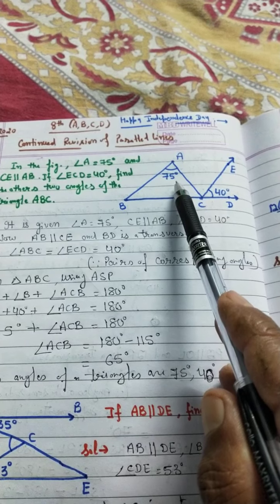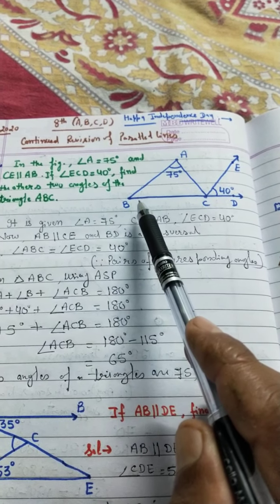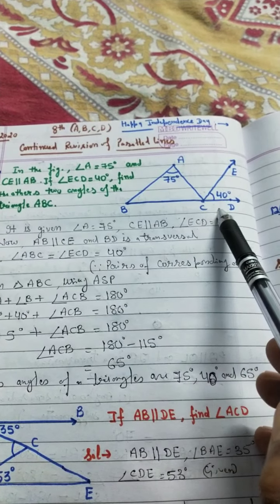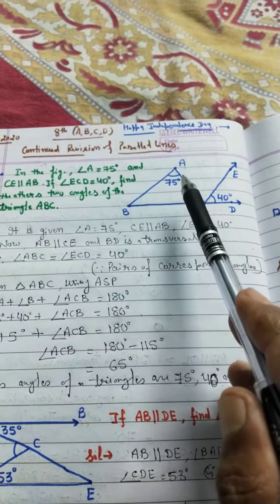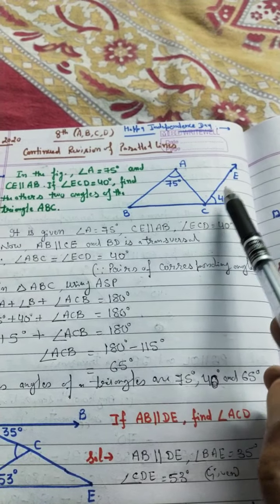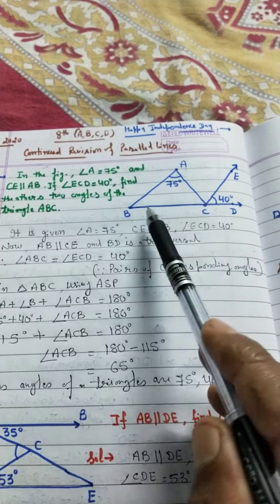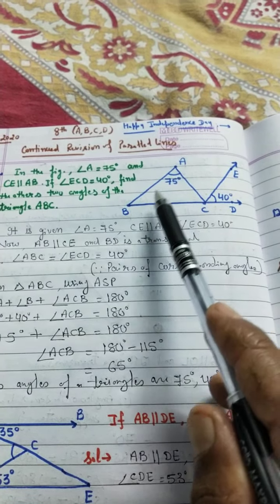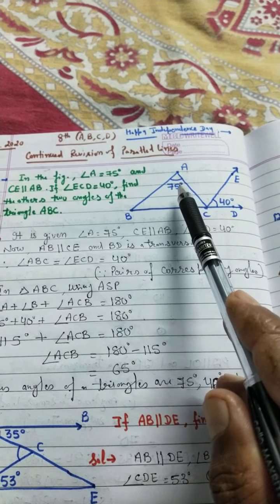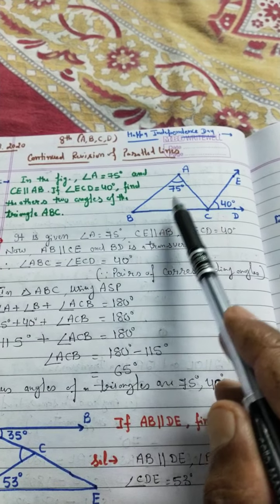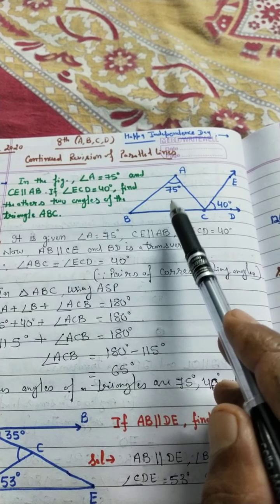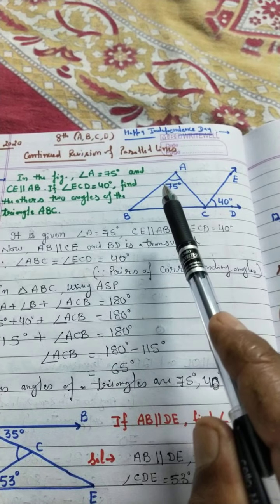One angle is given, 75, angle A. Angle B is also very clear, because AB is parallel to CE and BD is a transversal. Therefore, angle ABC and angle ECD are pairs of corresponding angles. So angle B is equal to 40. Angle A is equal to 75. So in a triangle, the sum of the measures of the three angles is equal to 180, by using the angle sum property.